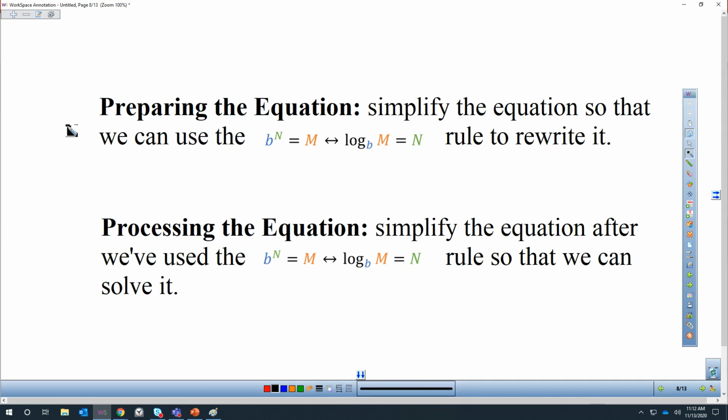So to recap, we did some examples where we have to prepare the equation before we can rewrite it. And then we looked at some equations where we were able to rewrite it, but then we had to do some stuff afterwards to get x by itself. It is possible that you might come across some equations where you have to do both. You might have to prepare it a little bit before you can apply the rule. And then once you've applied the rule, you might have some more work to do to get x by itself. But you get the general idea. With some practice, you'll get really good at doing it.